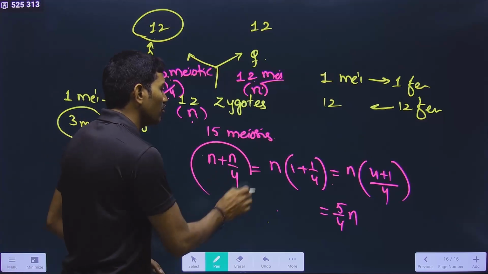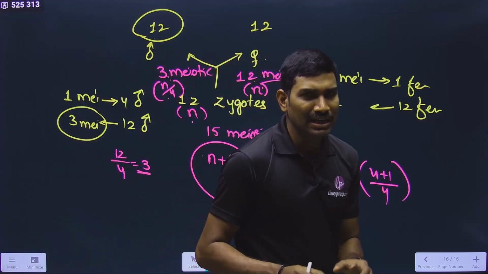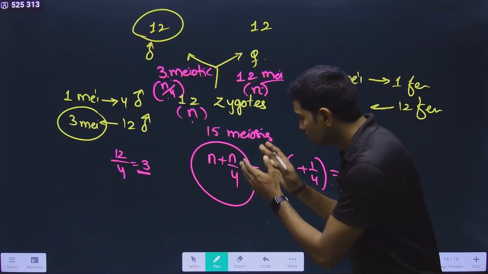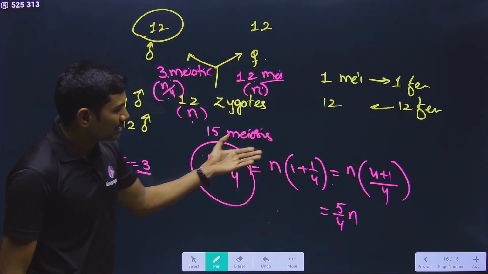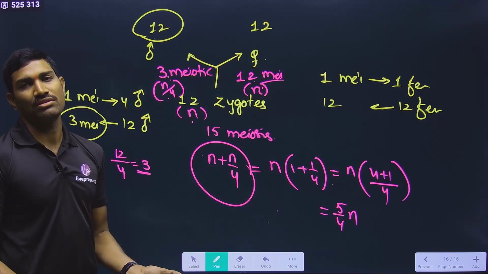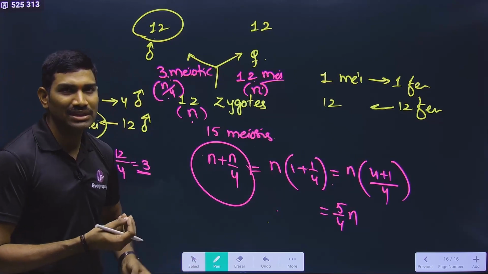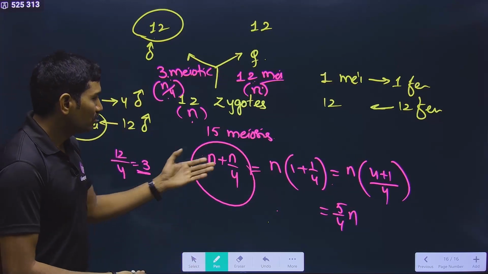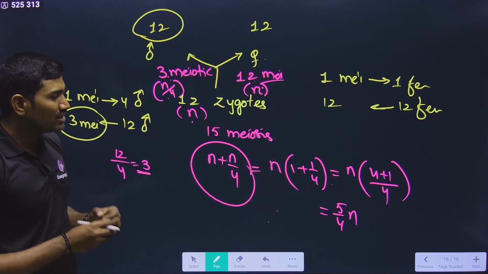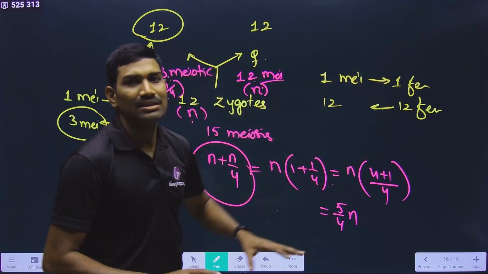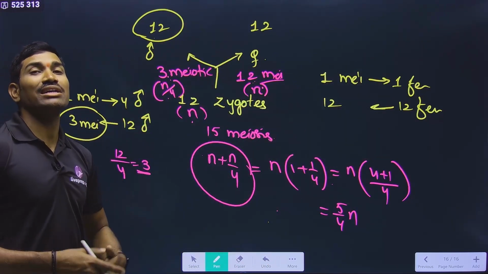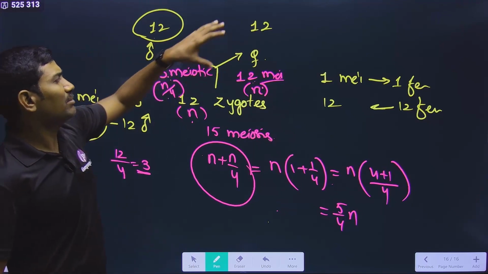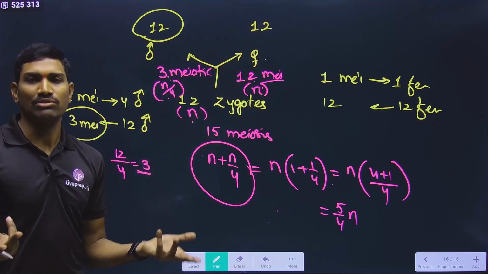Don't think that this is the only right answer. Because I saw some faculties, they are thinking that this is the only right answer. Please remember, if you know mathematics, you can represent in any of these forms. So please understand this. Okay. So you can write like this also. Any of these are correct. So these are the numbers. Understood or not? This is how you need to calculate how many meiotic divisions are required for male gametes, for female gametes, for so and so number of zygotes.